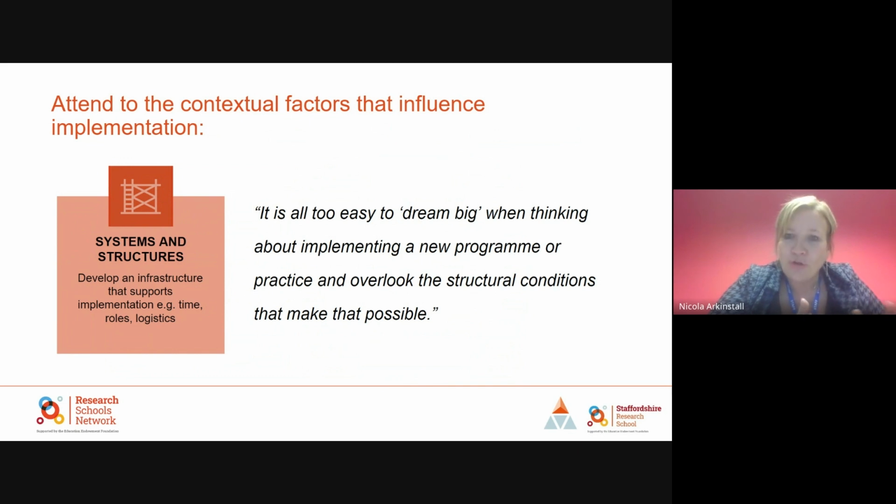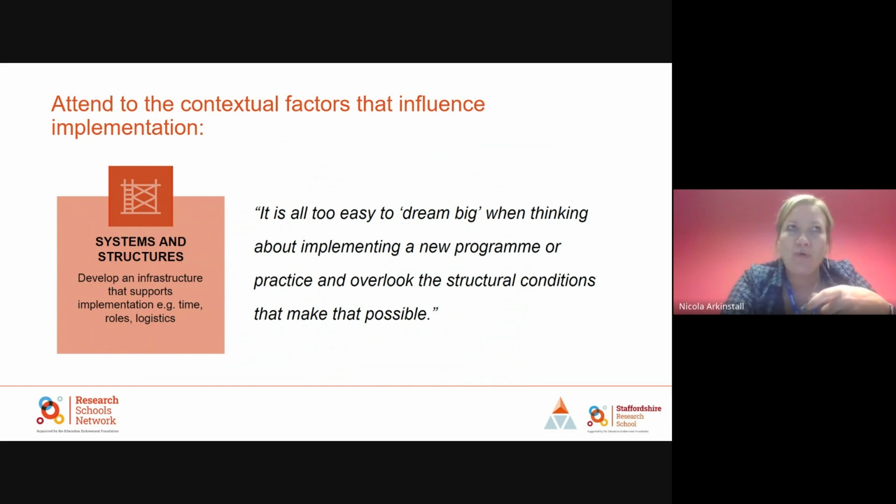So I think the quote on the right is really pertinent, that as subject leaders, sometimes we do dream big. We absolutely want the best for our students and for our department so that we can be performing to the very best of our ability. But sometimes when we're dreaming big, we don't spend the time thinking about what systems and structures we need to have in place to enable something to happen.